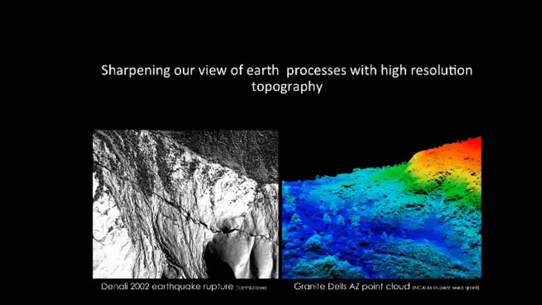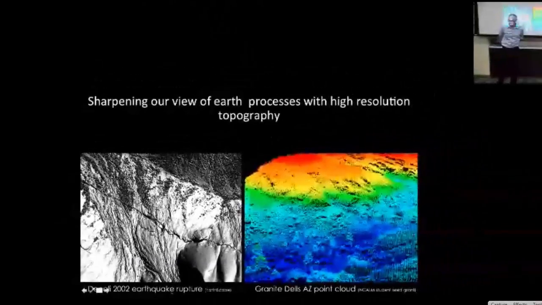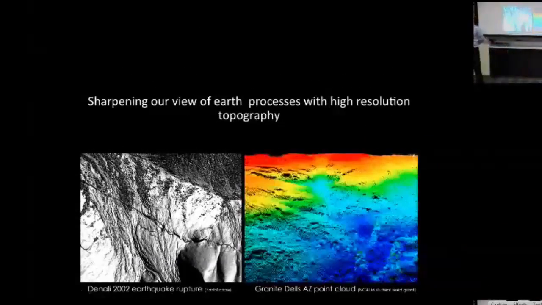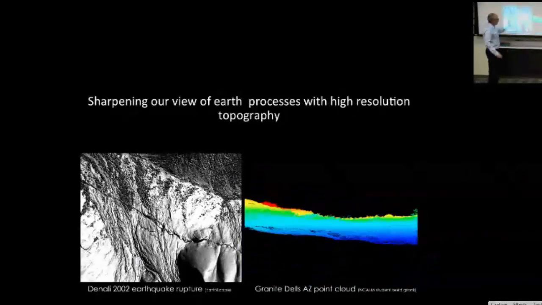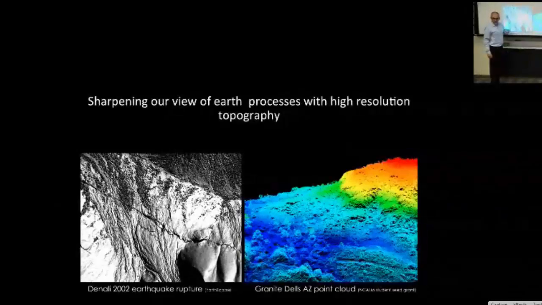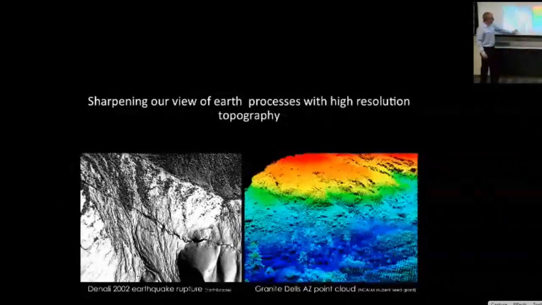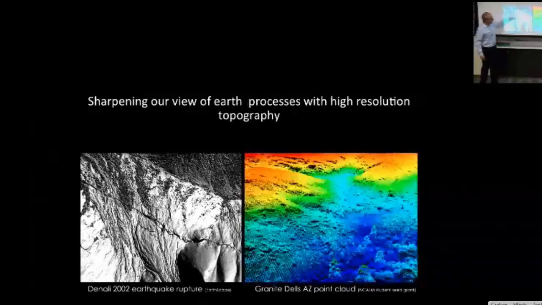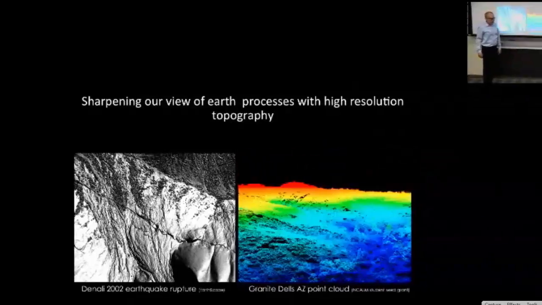So, sharpening our view of Earth processes with high-resolution topography. So this shows two views. One is sort of the fundamental data set, would be a surface, like a digital terrain model or digital surface model. You can see the disruption of the topography by the surface rupture of the Denali earthquake.